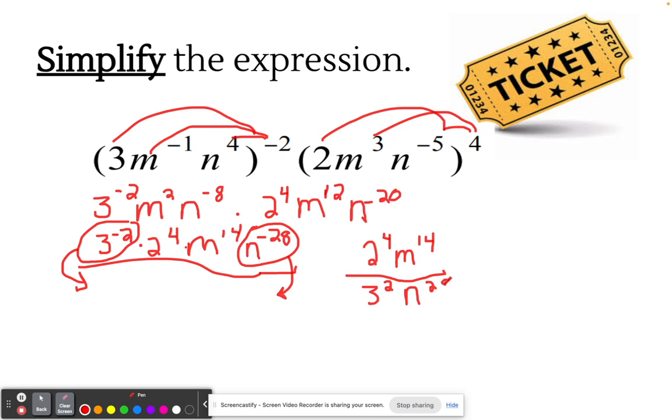And my last little bit, I can evaluate these numbers. 2 to the 4th power is 16. 2 times 2 times 2 times 2, m to the 14th power. And 3 to the 2nd power, my denominator is 9. n to the 28th power.